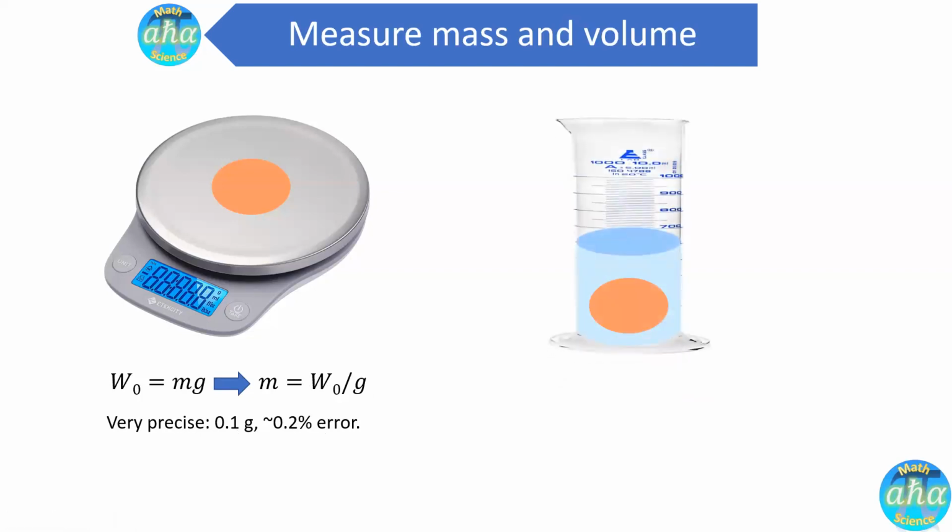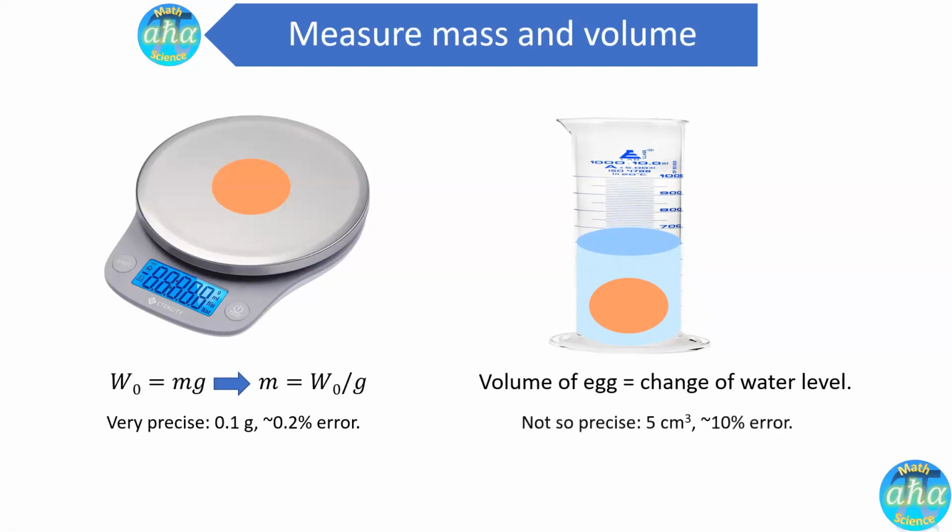To measure its volume, well, the egg doesn't have a regular shape. It's kind of oval, but we cannot really get the exact oval shape. So you cannot use geometry to determine its volume. On the other hand, we may just place the egg in water and then measure the volume by looking at the change of the water level. Well, it's a very straightforward method. Unfortunately, the measurement won't be that precise.